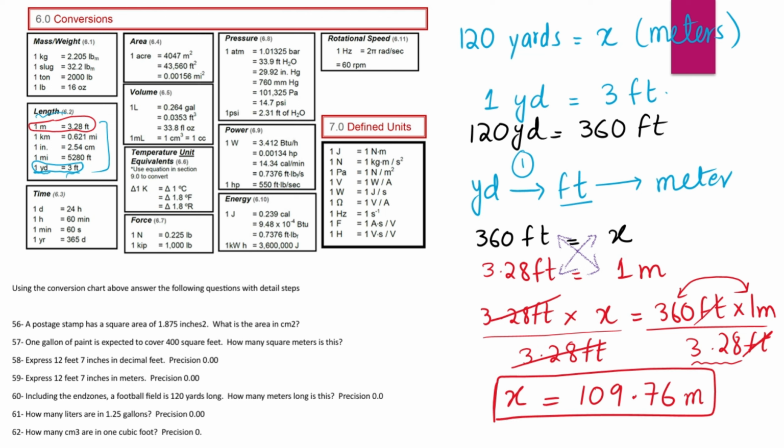So we are saying that 120 yards is equal to how many meters? 109.76 meters. Or if someone asks you in feet, you can also say 120 yards is equal to 360 feet. So for question number 60 we have done both the conversions. Now let's go back to question number 61.